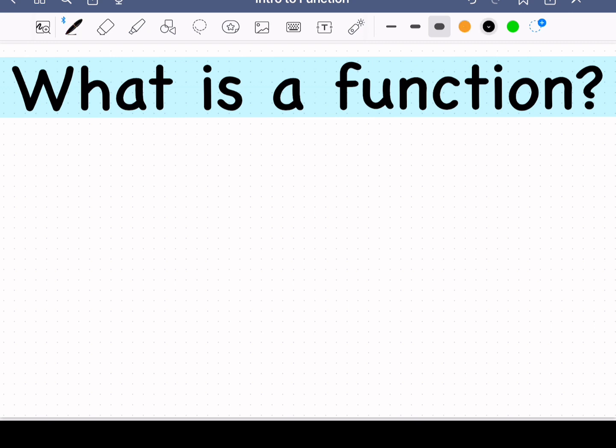I want to start from the definition. Every time I explain something, I always focus on the fundamental definition. So we all know that a function is something like f(x) equals x plus 1, g(x) equals x squared plus 3, something like that. But what is the actual definition of a function? A function is actually the relationship between the input and output.